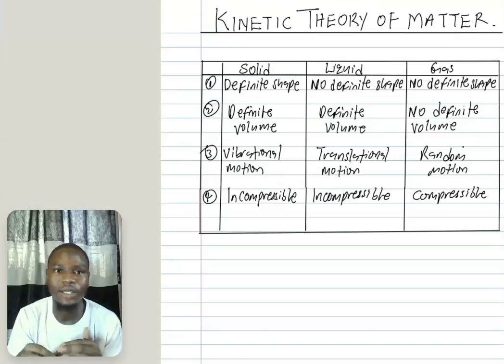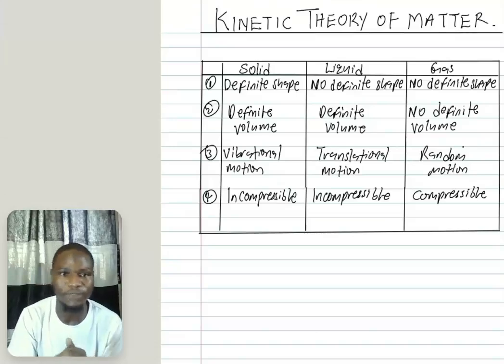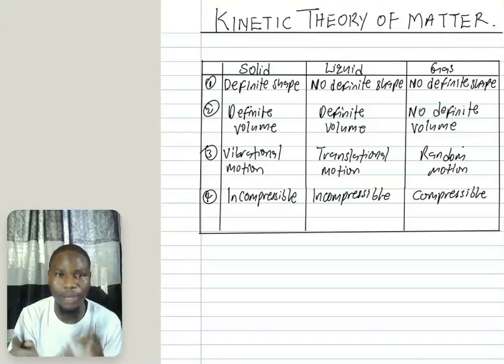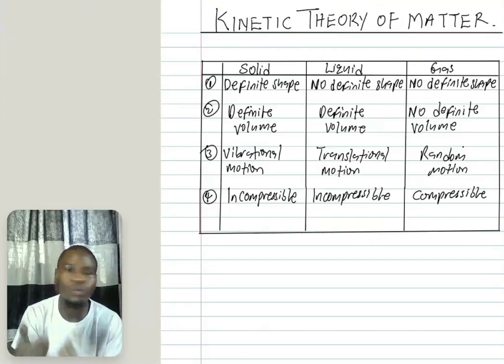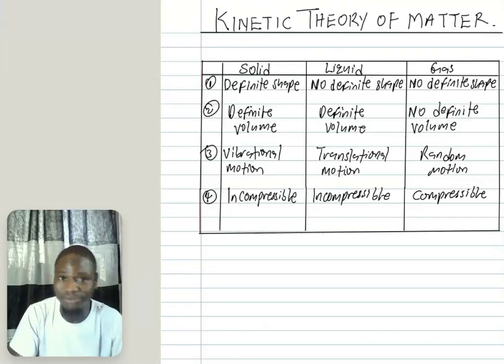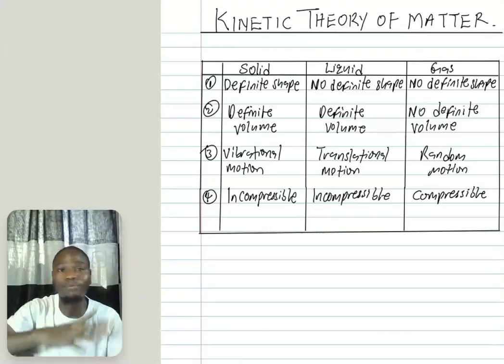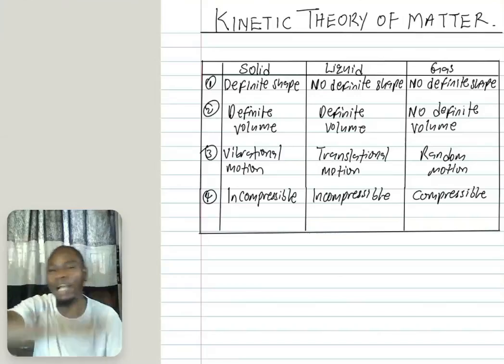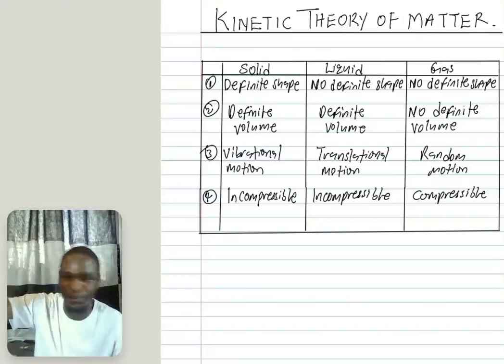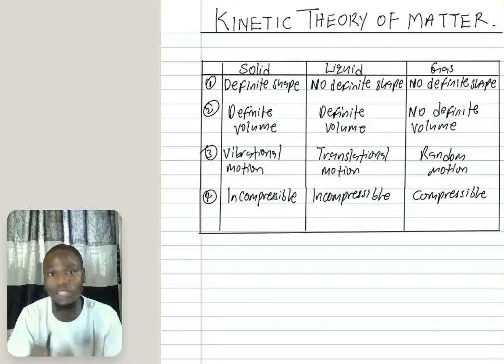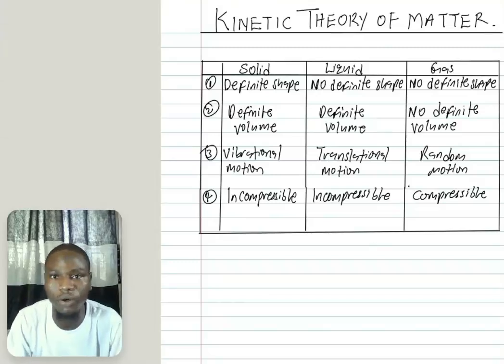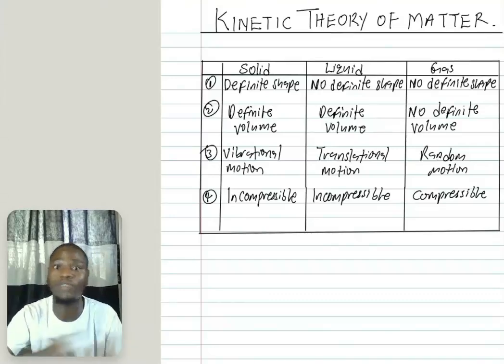Next, let's look at the type of motion they exhibit. Vibrational motion, that is for solid. Remember, they just vibrate in place and it is not something you can see. Liquid can move, they can also exhibit vibrational motion, they can move from one point to another, they can rotate, they can do a lot of things. Are you there? But specifically, we say they exhibit translational motion, that is motion from one point to another. That's what we call translational motion. Gases move randomly with no specified direction.